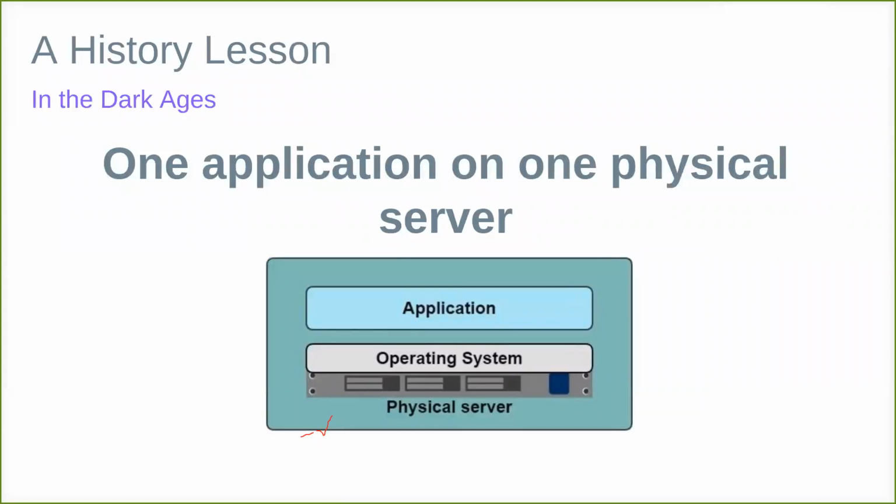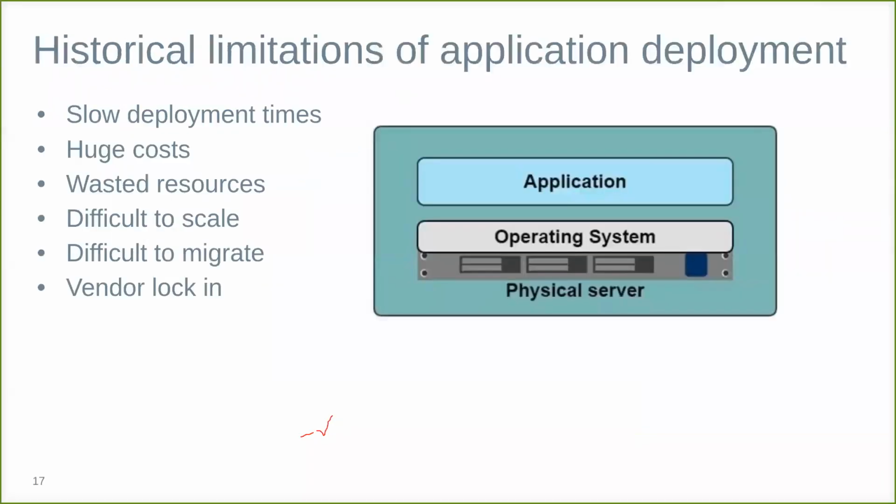So as we discussed earlier, we used to have a physical server, and on top of that, we used to deploy only one application. So on top of one server, the operating system, and then the application. And the limitations of that were slow deployment times, huge cost, wasted resources, difficult to scale, difficult to migrate, vendor lock-in.